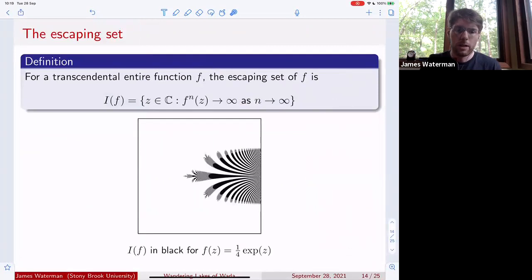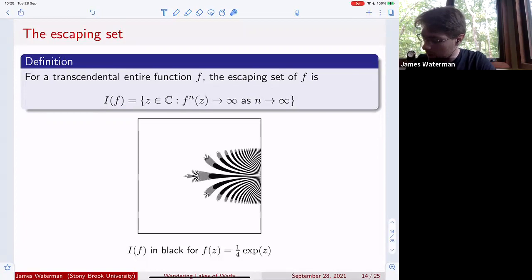So now we'll move on to talking a little bit more concretely about transcendental entire functions. In order to do this, we're going to introduce the escaping set first, and then we'll talk a bit about wandering domains and things like this. To begin with, the escaping set of a transcendental entire function is denoted I of f, and it's the set of points for which the iterates f to the n tend to infinity as n tends to infinity.